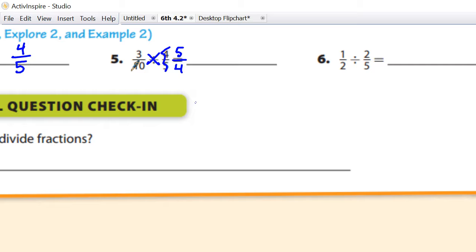Once again, look for things that simplify. 5 and 10 can each be divided by 5. 5 goes into itself once. 5 goes into 10 twice. Now I have 3 times 1 over 2 times 4. That's 3/8.